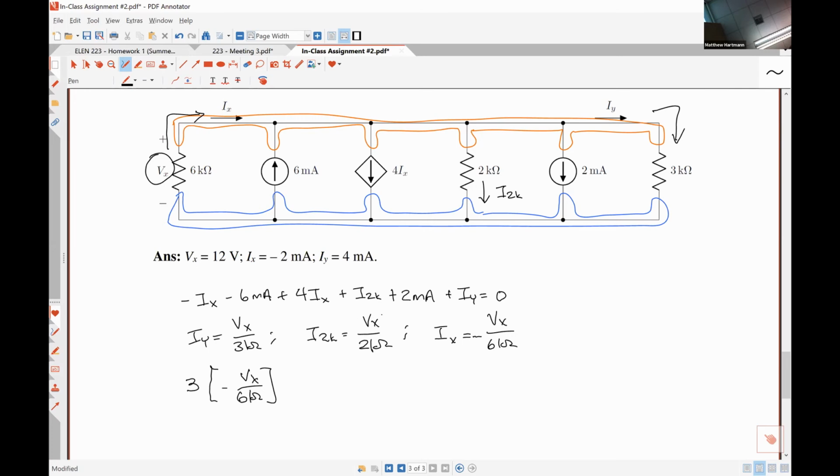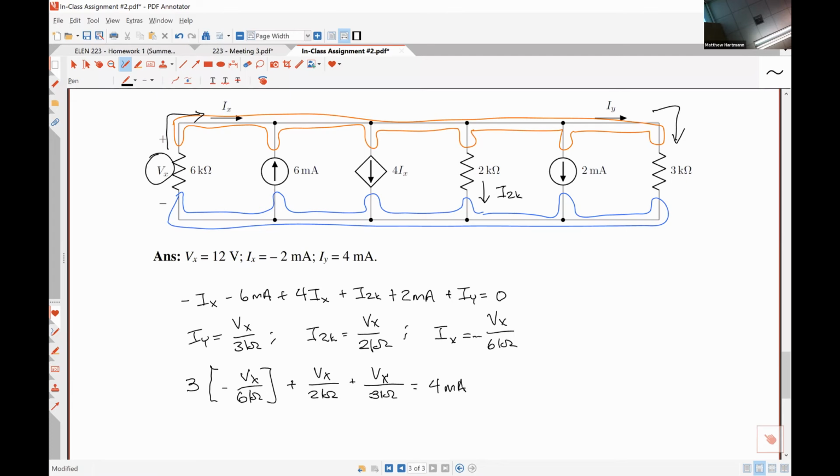Plus Iz times 2k, so that's plus Vx over 2 kiloohms plus Iy, which is plus Vx over 3 kiloohms, is going to be equal to my constant terms. So when I move my 6 milliamps over, it's going to be positive 6 minus 2 milliamps, which is 4 milliamps. And now I have one equation, one unknown, so this is going to be pretty straightforward to solve. Let's see, I'm going to use my calculator because I'm lazy, and the numerical solver.